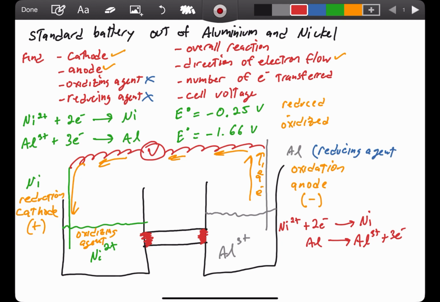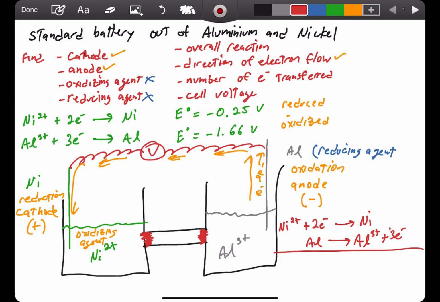Now, in order to get a proper reaction, I have to make sure that when I add these two half reactions up, I don't have any extra electrons left over. So that means I have to make sure that I multiply both of the two half reactions by some factor so that when I add the two half reactions together, we will get no electrons left over. And so I use the lowest common multiple method here. I have 2 electrons in my top reaction, 3 electrons in my bottom reaction. So the lowest common multiple between 2 and 3 is 6.